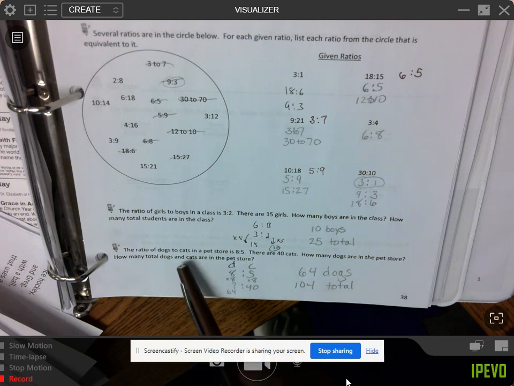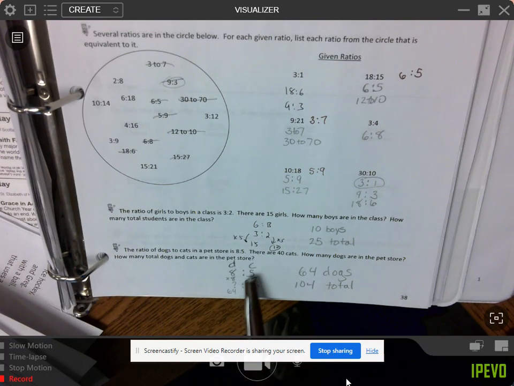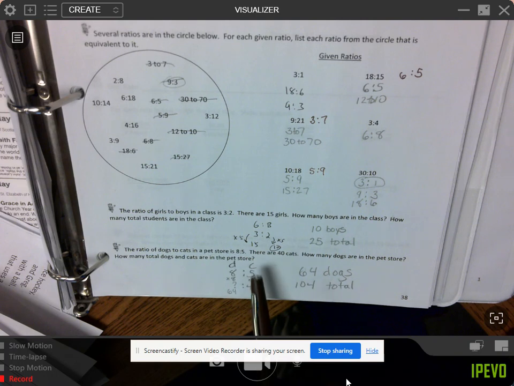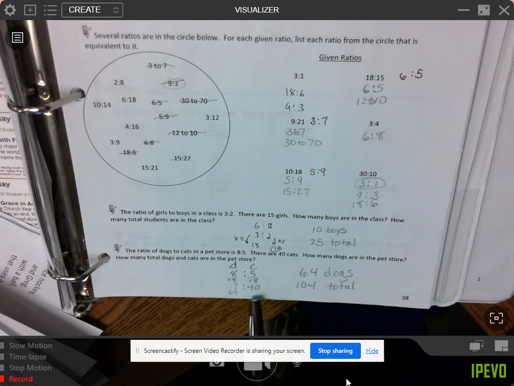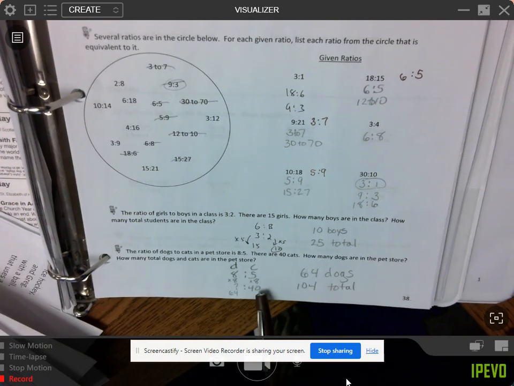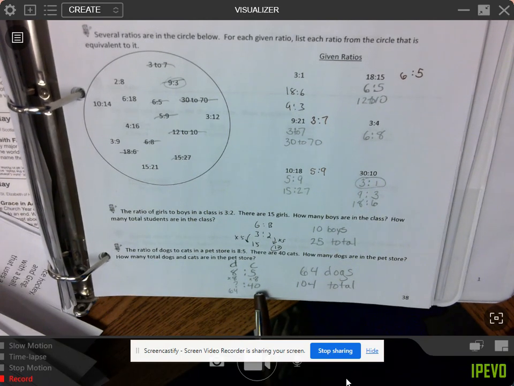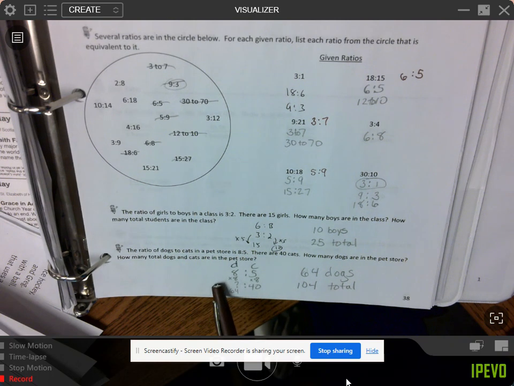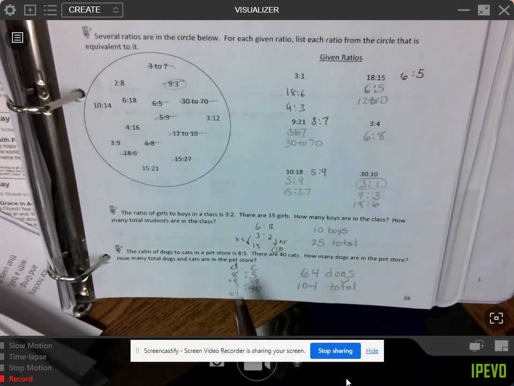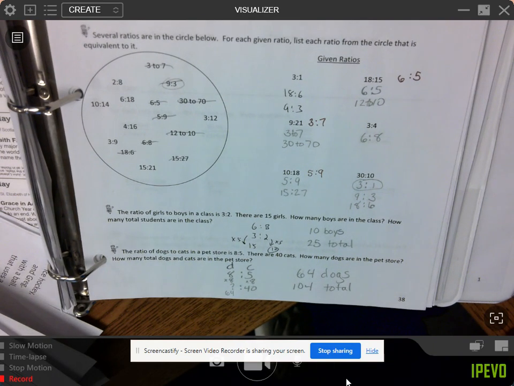The ratio of dogs to cats in a store is 8 to 5. Dogs comes first, so dogs is the 8, cats is the 5. There are 40 cats. So underneath the cats, I went to 40. How many dogs are in the pet store? How many total dogs and cats are in the pet store? So I know if cats were 5, and then I go up to 40, that's multiplying by 8. So I need to multiply my other side by 8. So 8 times 8 gives me 64. So I know there are 64 dogs and there are 40 cats. To find the total, I need to add them together to get 104.